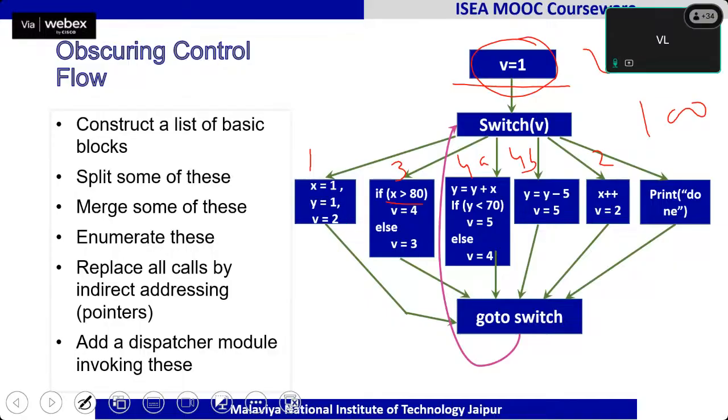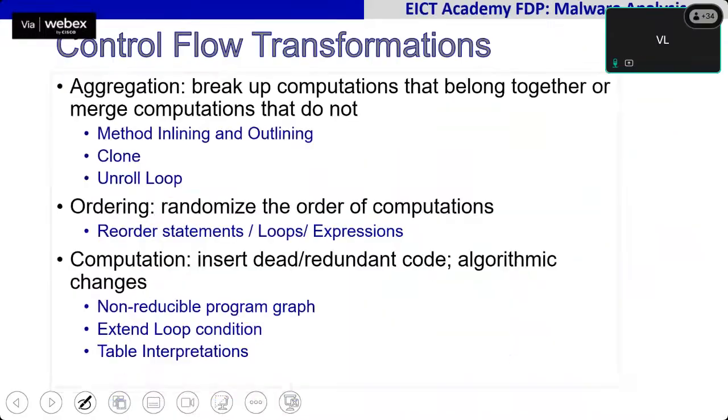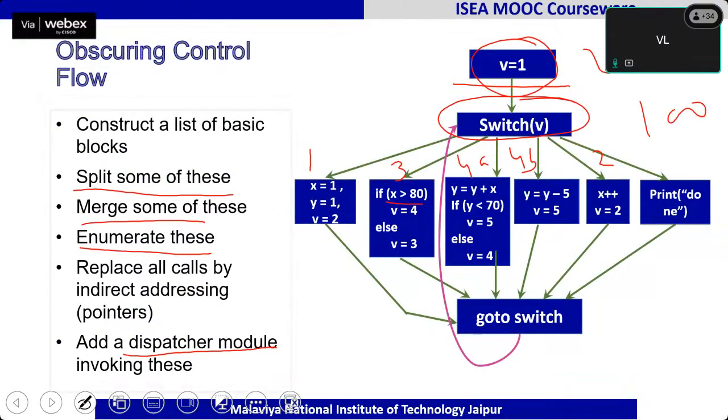So basically, if you look here, this is what we call a dispatcher module. We construct a list of basic blocks. Some of the basic blocks are split further, some of the basic blocks can be merged, and then these basic blocks are given numbers, the way I have given them numbers. And how these basic blocks have to be executed, in which order, is decided by the state variable, which is B in our case.